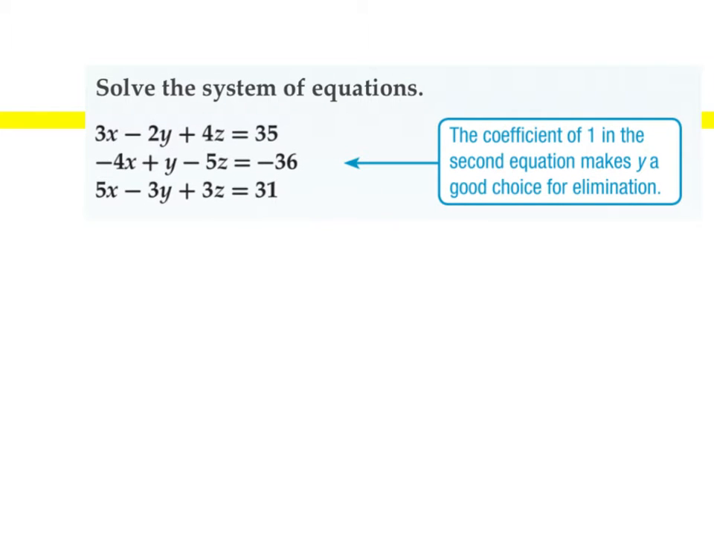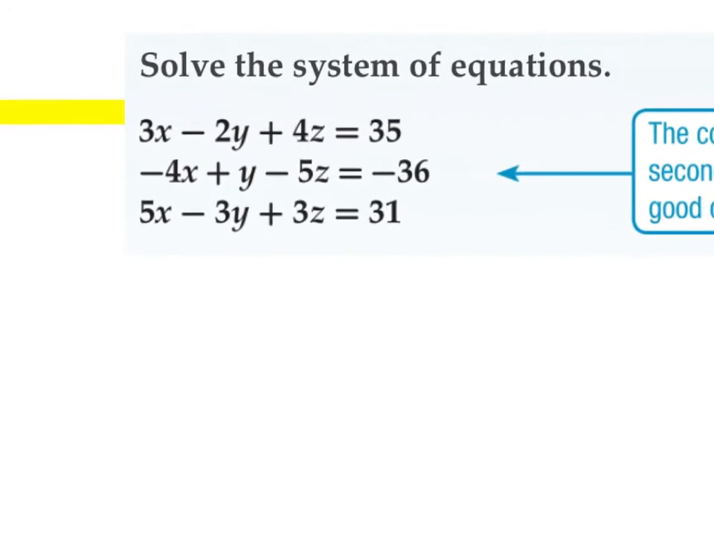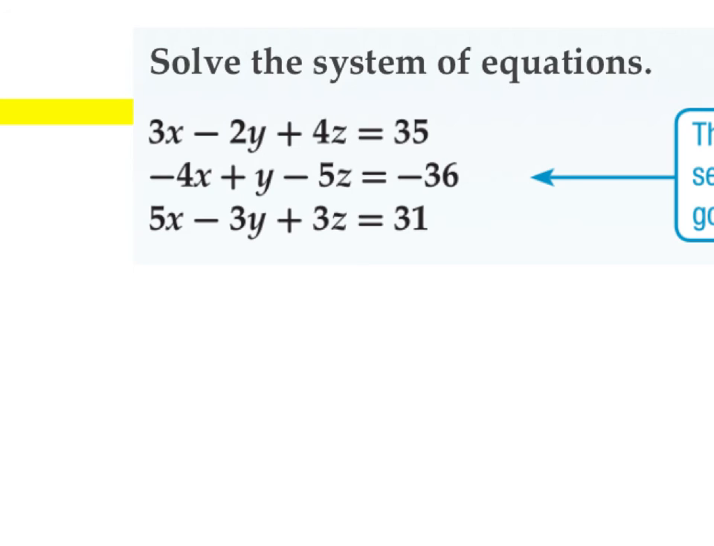A little side note here, the coefficient of 1 in the second equation makes y a good choice for elimination. So we look at this y to start. Now, it's positive, and in the first equation our y is negative, and in the third equation it's negative. So we can combine it with either one of these equations, but we have to pick one. Do you want to combine it with the first equation or the third? Let's do the first.